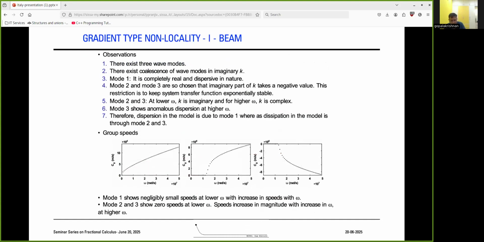If you look at it, these are the speeds. Again, you have the third mode, which has a negative speed, and you have unrealistically high speeds, all kinds of unphysical phenomena you can see in this strain gradient rod. You will also see the coalescence in the imaginary part. And sometimes, as we will see in the next few models, you will also have coalescence in the real part. So basically, we need to explain why this unphysical behavior is happening here. Next.